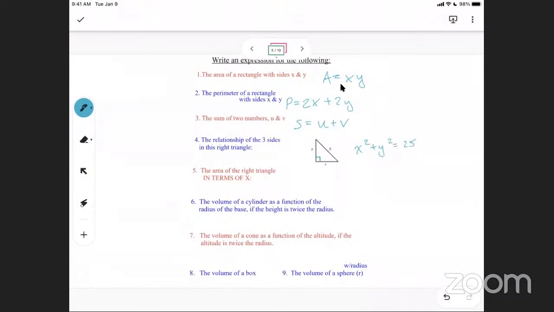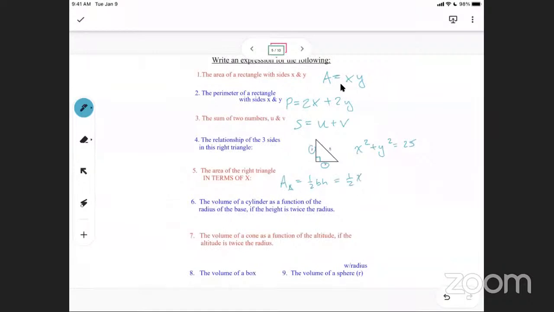The area of the right triangle in terms of x. Okay, so in terms of x means I'm using this and not this. Remember, the area of a triangle is 1/2 base times height. The base and the height are x and y in this case because it's a right triangle. But they want us to write it in terms of x.